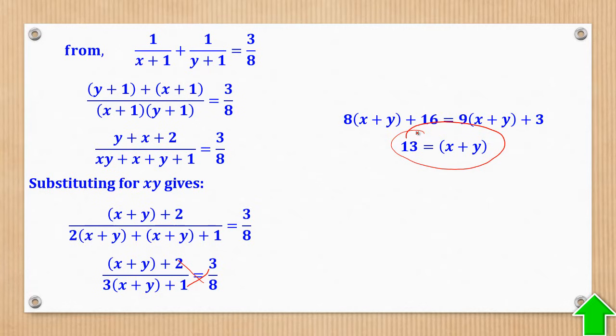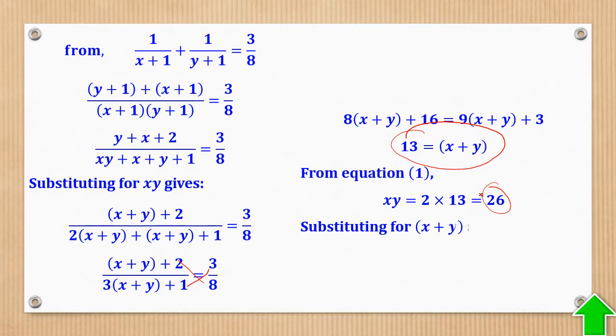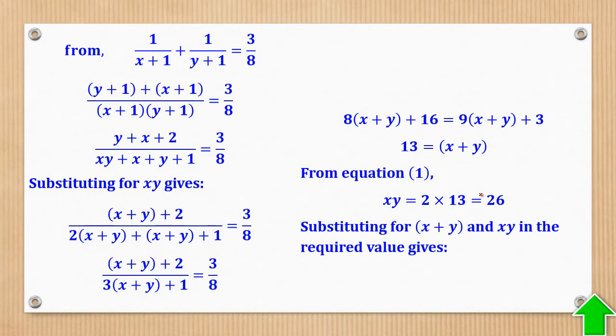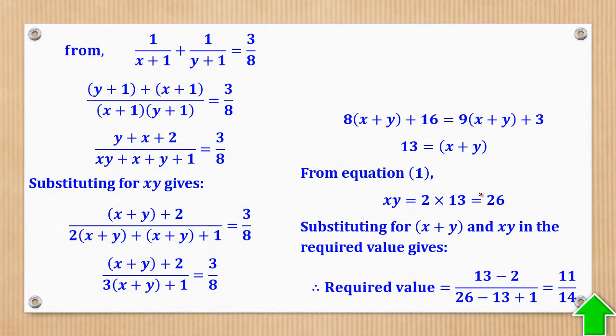When x plus y is 13, it means that now we can get the value of xy, because xy is twice x plus y, which is 26. Once we know the sum and product, we can now get the required value. So the required value will be 13 minus 2 over 26, because this was x plus y, this was xy. So in the end, we shall come up with 11 over 14 as the required value.